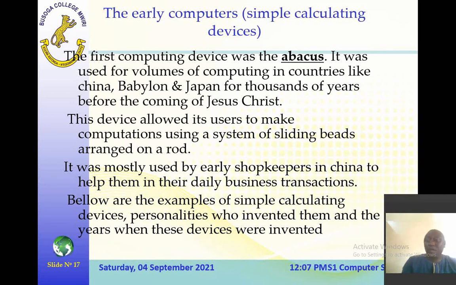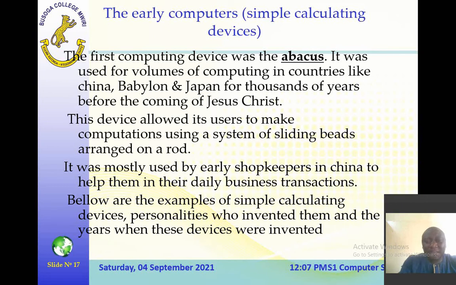You know, when we were growing up in primary school, you remember that a teacher would tell us to come with sticks and we make our own abacus. It was something like that. This was mostly used by early shopkeepers in China to help them in their daily business transactions. I don't know why things start from China. No wonder even today they are leading us in business as we follow anyway.